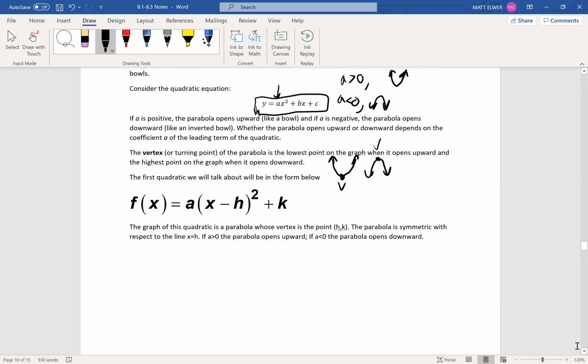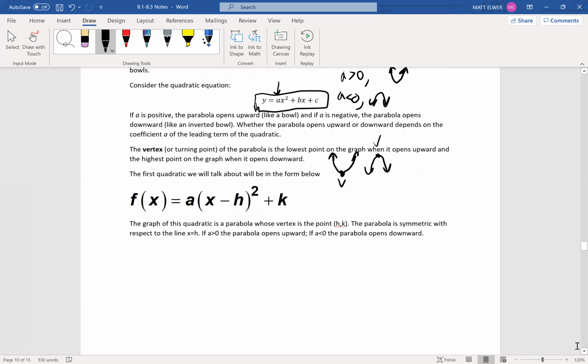So the first thing that we'll talk about is a special form of a quadratic equation. They've factored this original equation into this x minus h here, so they've factored it.